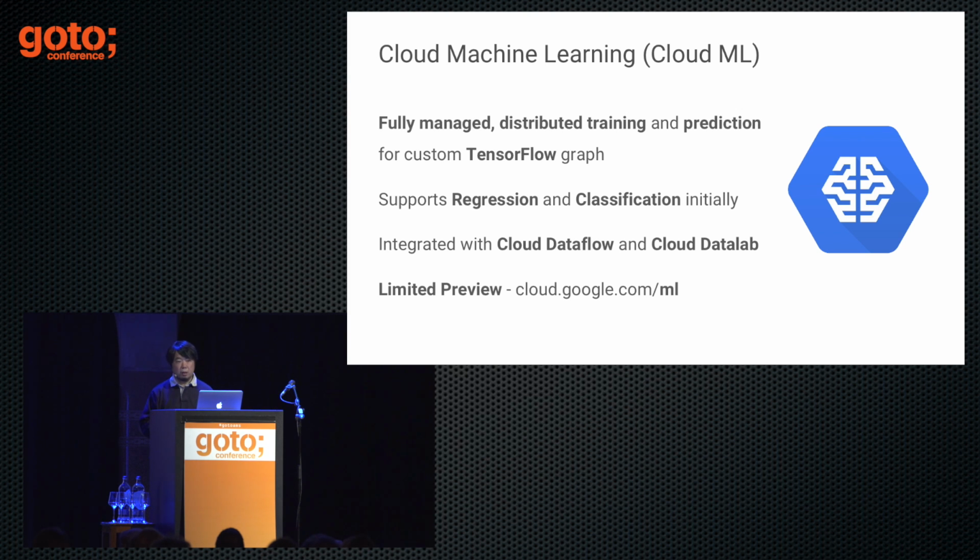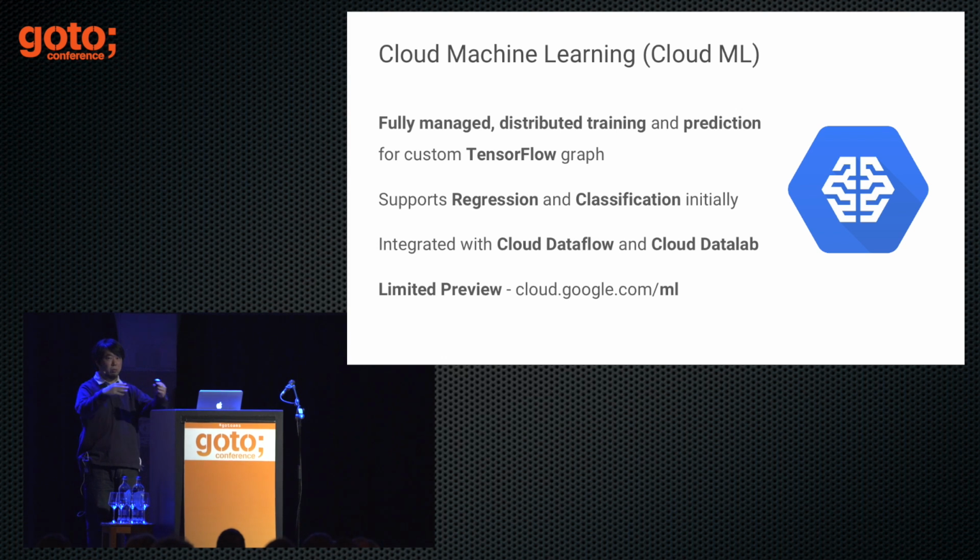I have been describing the power of Google Brain, such as the number of CPUs, GPUs, and TPUs. And if you want to utilize the power of that Google Brain infrastructure, here's the product we provide, called Cloud Machine Learning. Cloud Machine Learning is a fully managed distributed training environment for your TensorFlow graph.